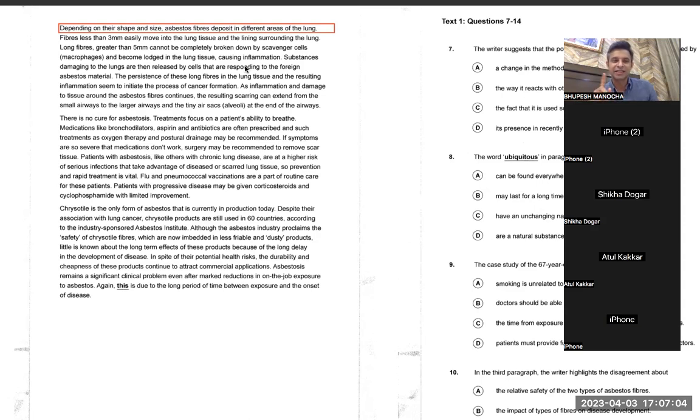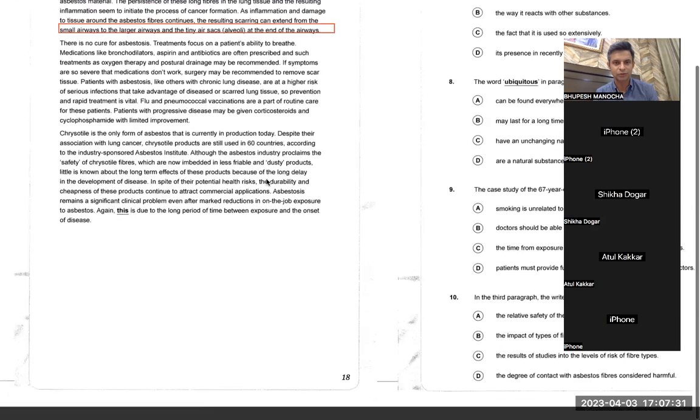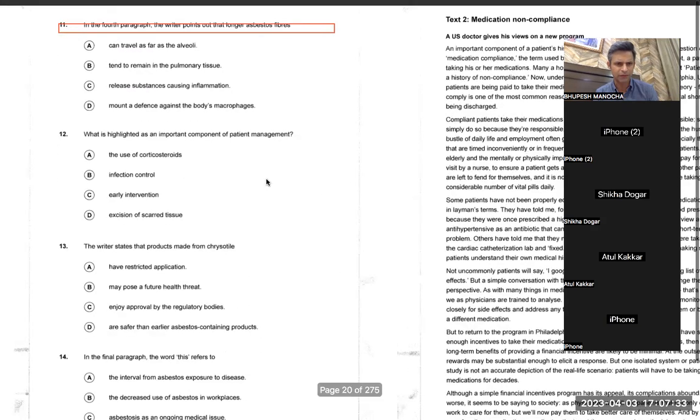As the inflammation and the damage to the tissues around the asbestos fibers continues, the resulting scarring can extend from the small airways to the larger airways and the tiny air sacs, alveoli, at the end of the airways. So from the bronchioles gradually to the larger airways, and then into the tiny spaces of the alveoli, it spreads further. So that is what is happening. Basically, the long asbestos fibers are doing everything, so it should not be difficult.